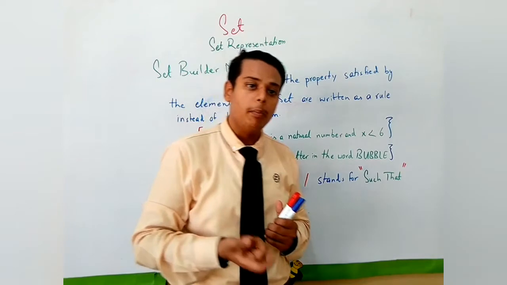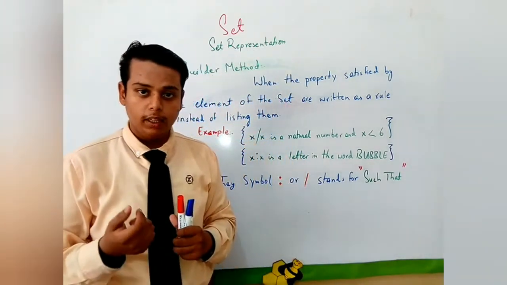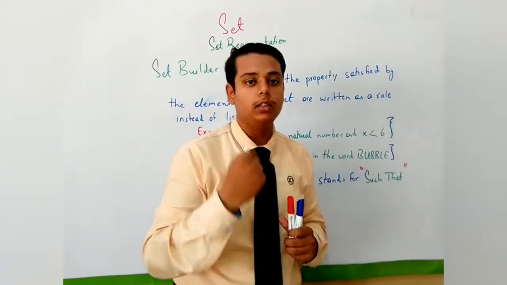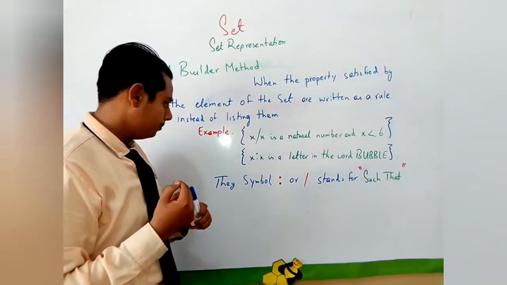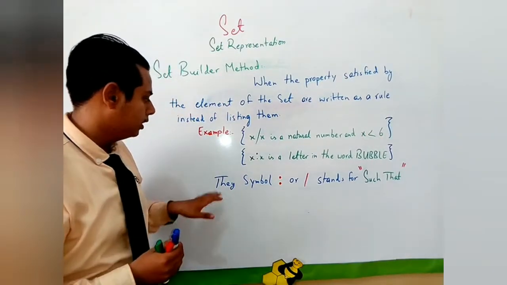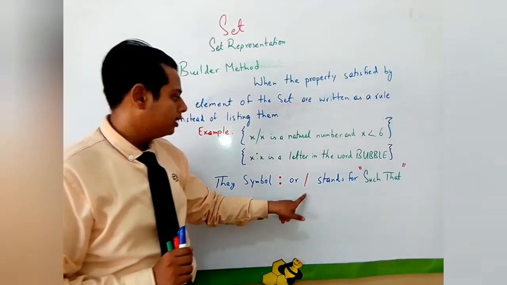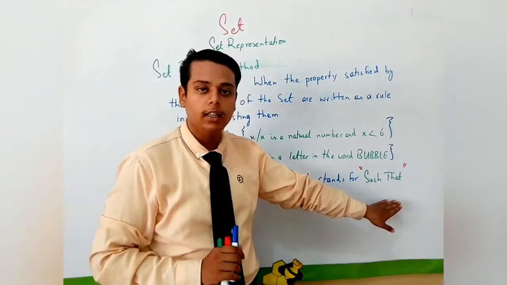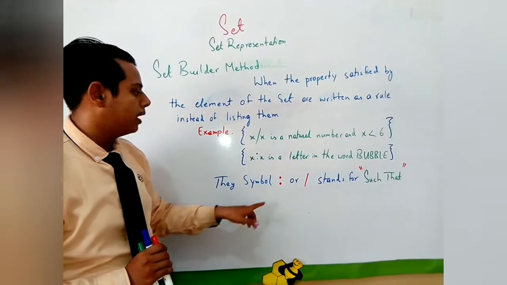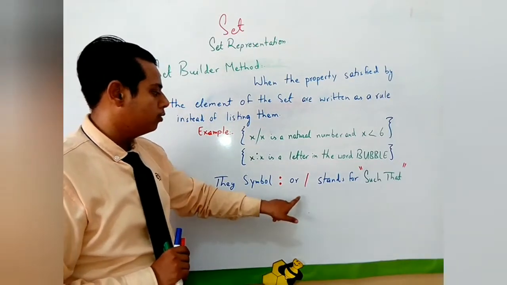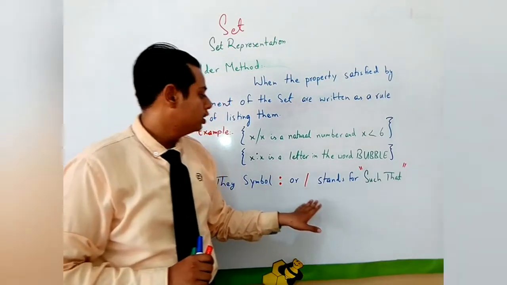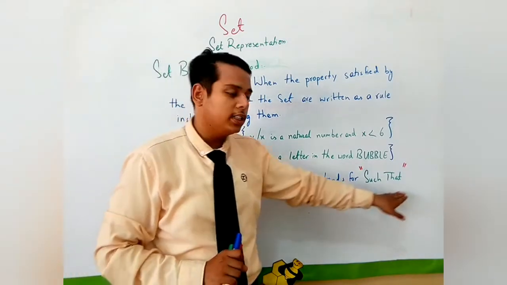Set builder method. In this method, one important thing is there. That is a symbol. The symbol of these dots or a slash. This stands for such that. जब भी आप देखेंगे किसी भी ब्रैकेट में इस तरह से कॉलन बने होंगे या फिर स्लैश बना होगा, so इसका मतलब क्या है? Such that.